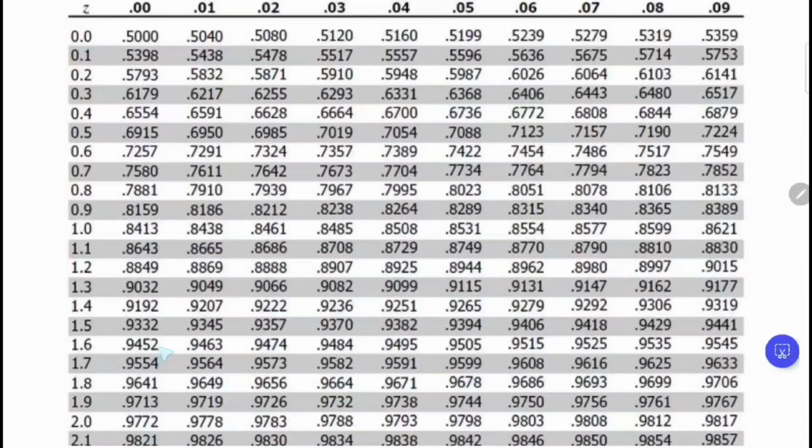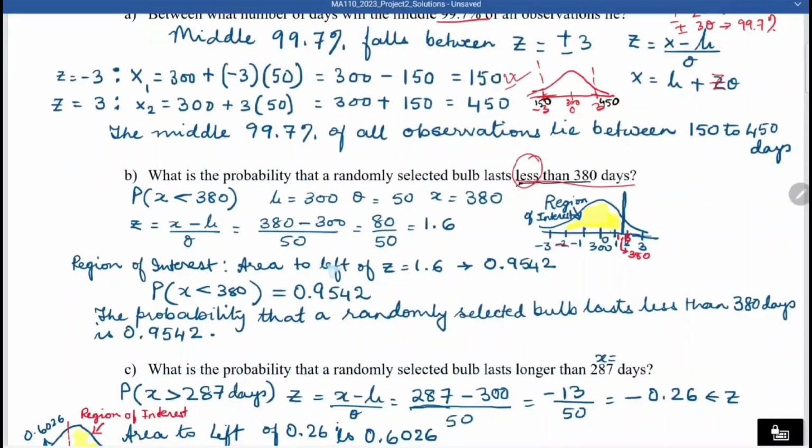Well, you don't need to convert, because they asked for the probability, they didn't ask for the chance, likelihood, or percentage. So 0.9452 should be your answer. Going back to our worksheet, it says area to the left of z of 1.6 is 0.9542. So write it as a sentence: the probability that a randomly selected bulb lasts less than 380 days is 0.9542. That completes this question.